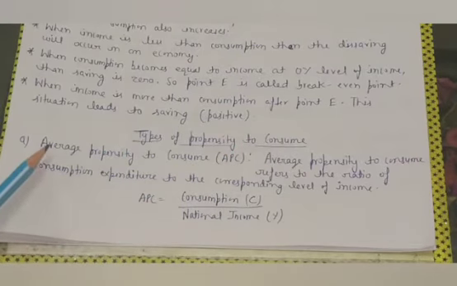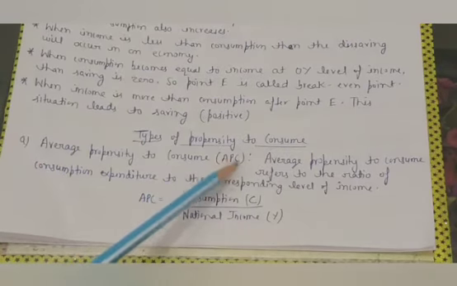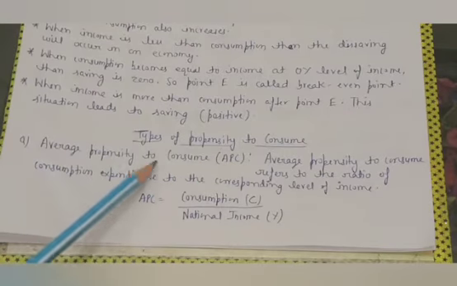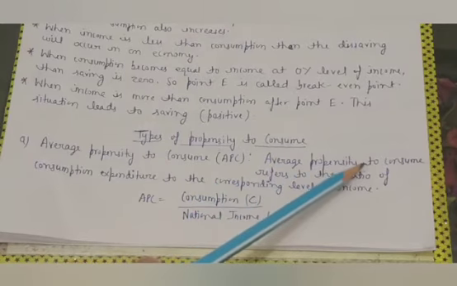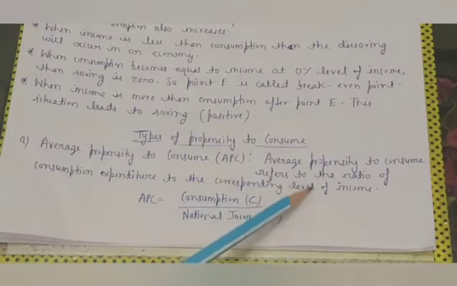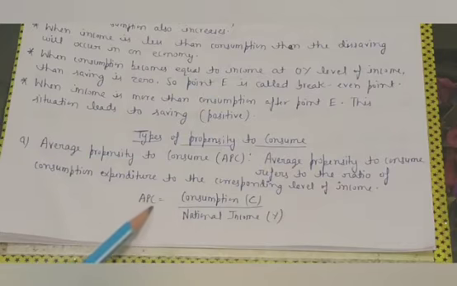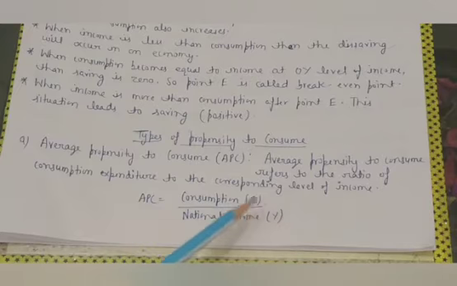The first type is average propensity to consume, APC. What is the definition of this? Average propensity to consume refers to the ratio of consumption expenditure to the corresponding level of income. What is the formula of APC? Consumption divided by national income. I can write this fraction in this form: consumption ratio national income.